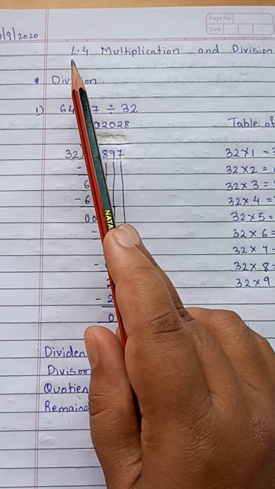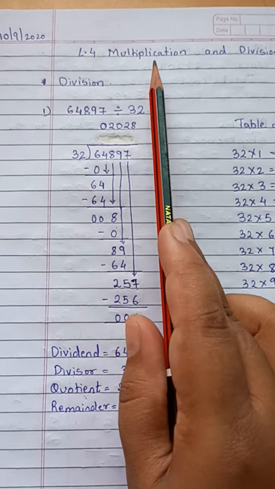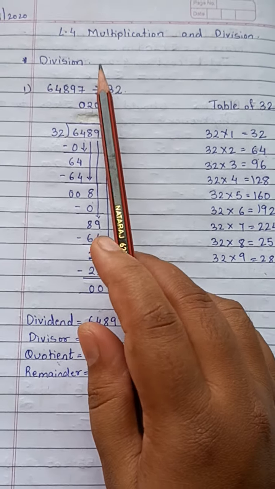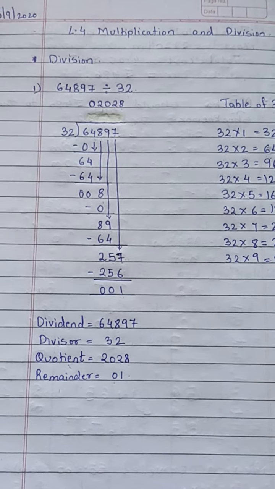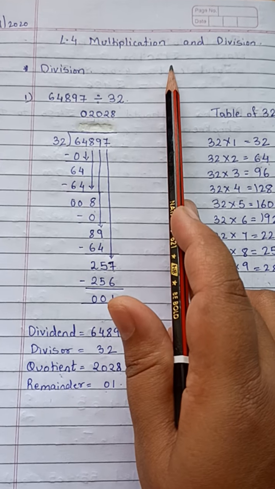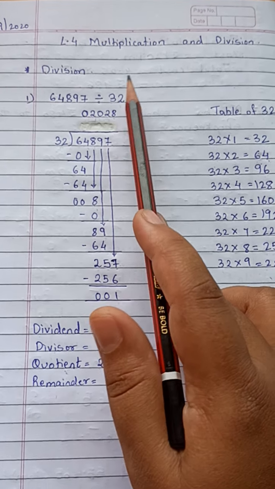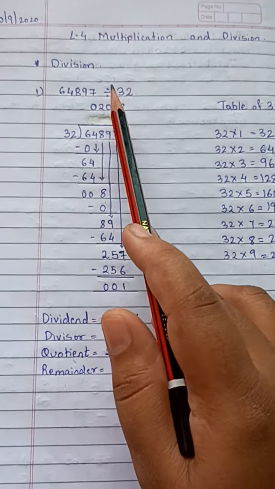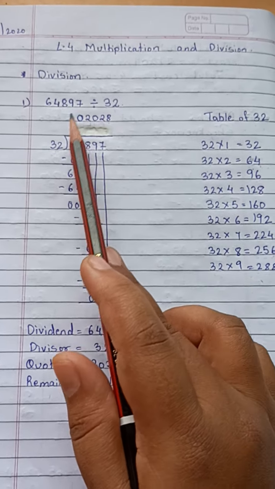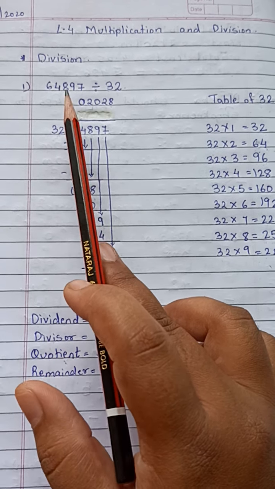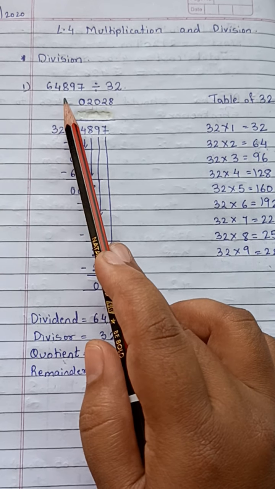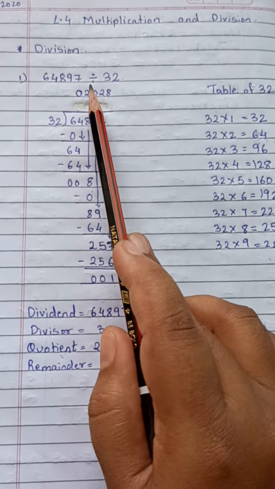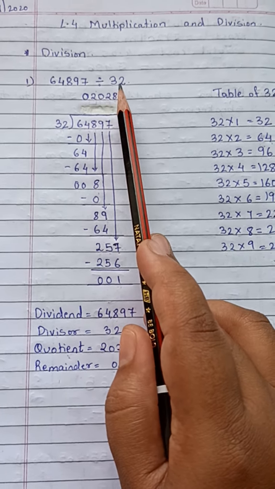We are learning lesson number 4, multiplication and division. I hope you all have understood multiplication of 3-digit numbers. I already know that this division was taught in the previous class, but I will just give you a revision of it. The number I am taking here is 64,897 divided by 32.